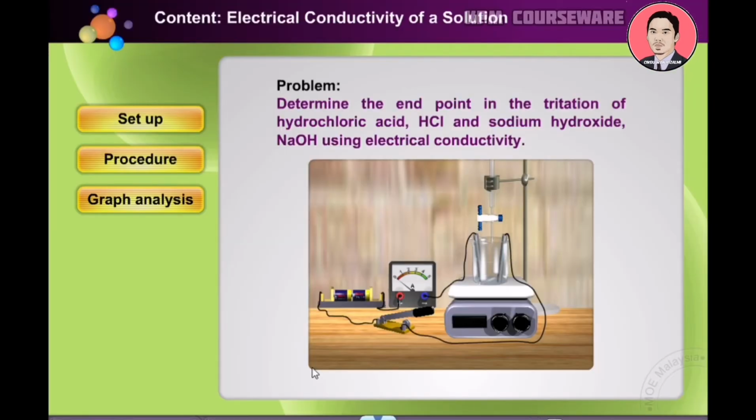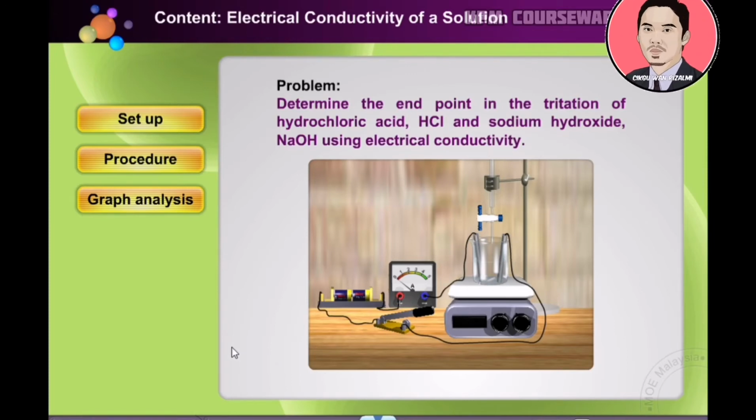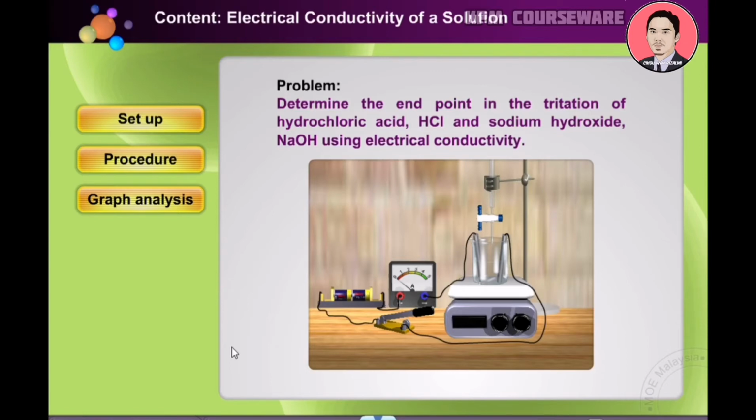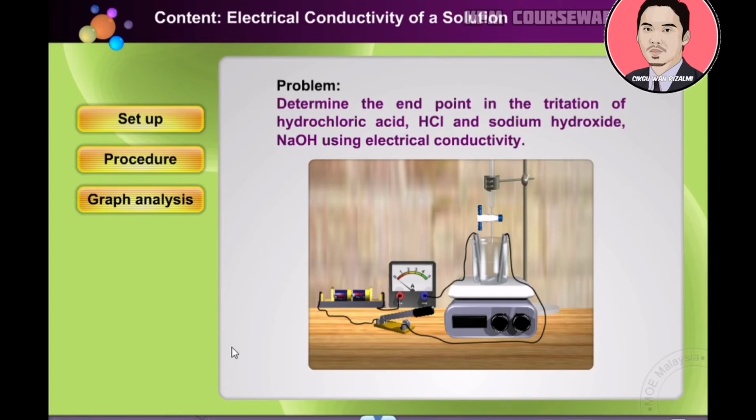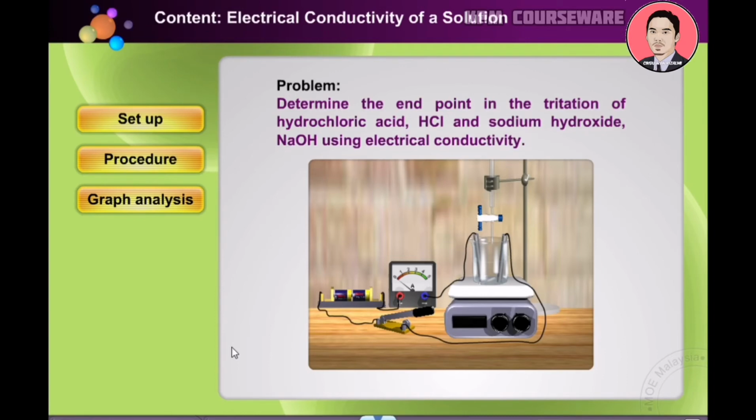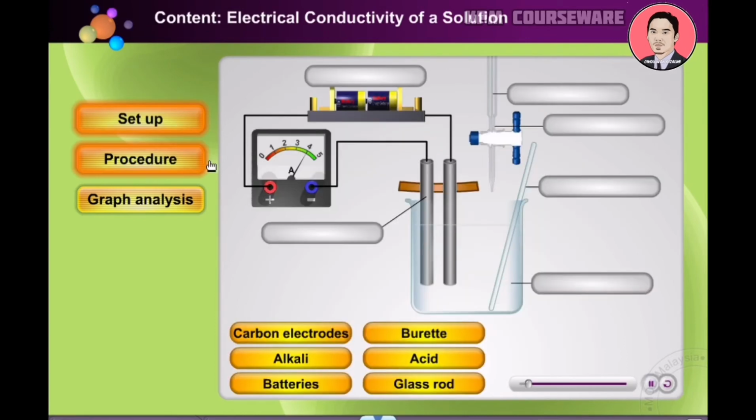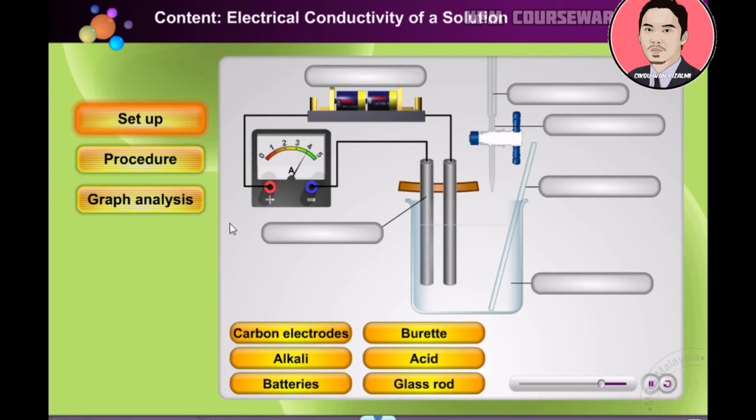There's another method to determine the endpoint of a neutralization reaction. We know that acid and alkali are electrolytes. That means they dissociate into ions that conduct electricity. And the electrical conductivity can be measured during titration. Therefore, the endpoint can be determined. Click on the button to know how it is done. This is the setup. Let's label the apparatus and materials needed. Drag and drop the label to the appropriate boxes.